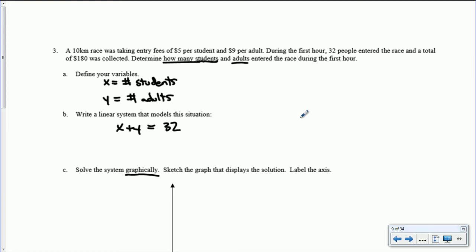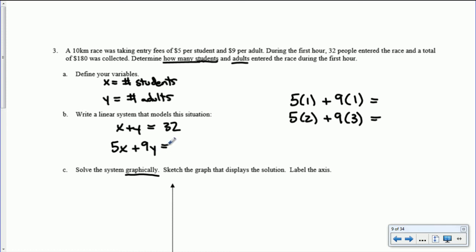For the next one, we want to deal with dollars. So for example, if one student and one adult showed up, we would make $14, right? We didn't make 14 though total, it was 180. So if we adapt this, we could have like 2 students and 3 adults, like any number of possibilities could be for the number of students and adults. So if I make this more general, I would have 5x plus 9y equals 180.